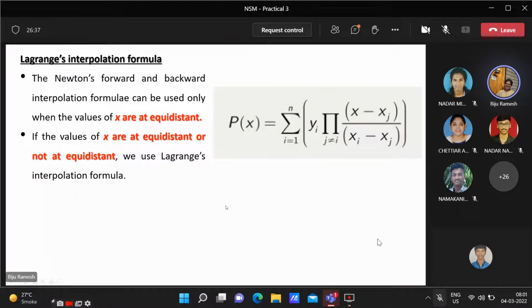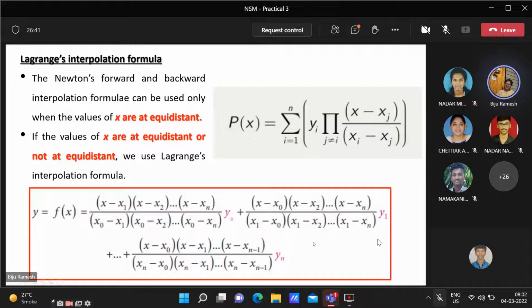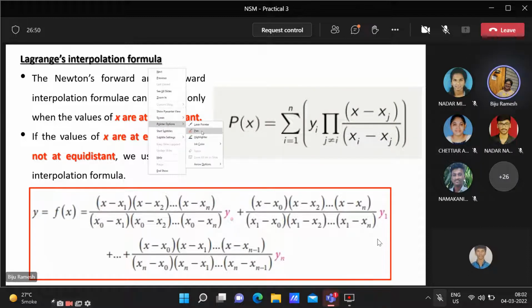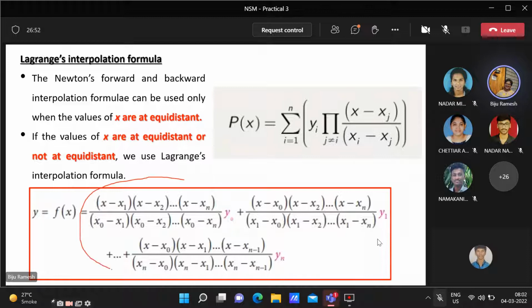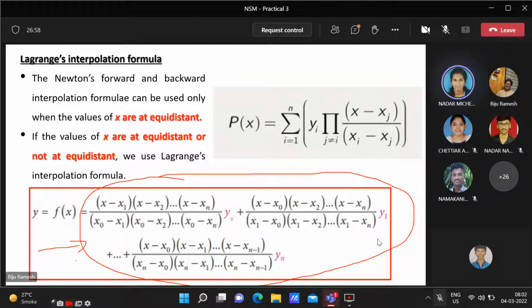I'm sure this is the formula you are being taught. Yes or no? Is this the formula? Please go through your book. This is the formula you would have used in your theory lecture. Yes? Yes, ma'am.